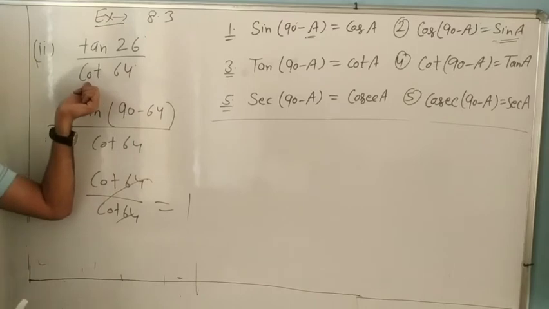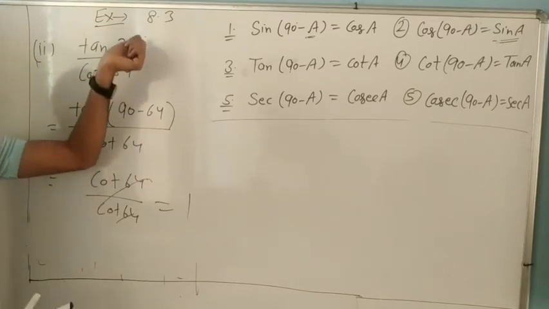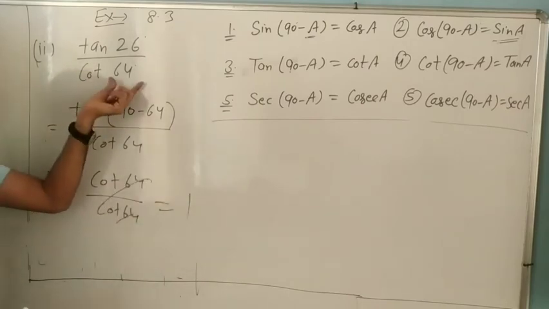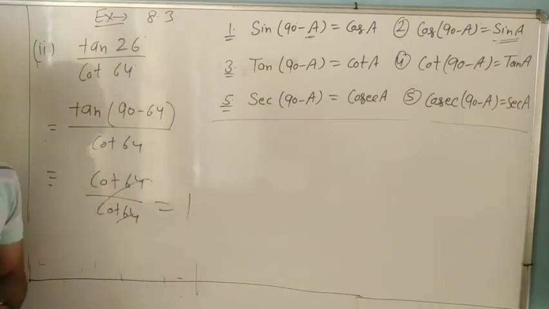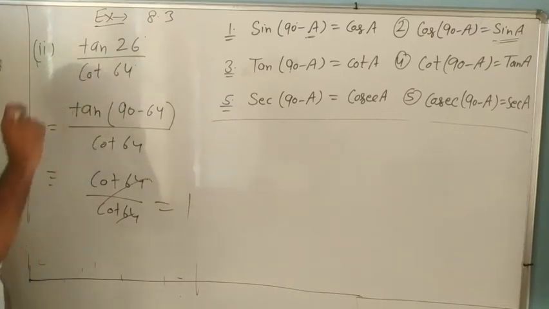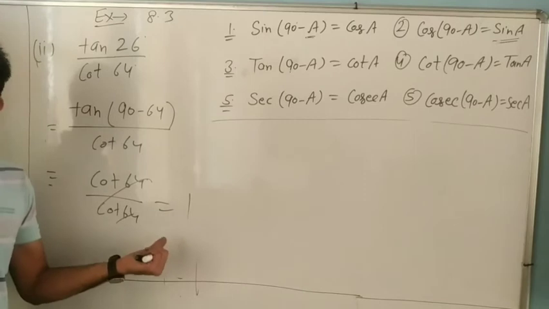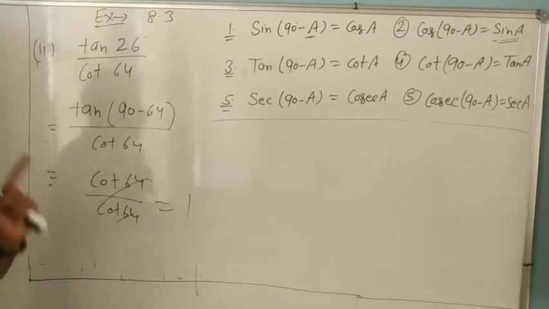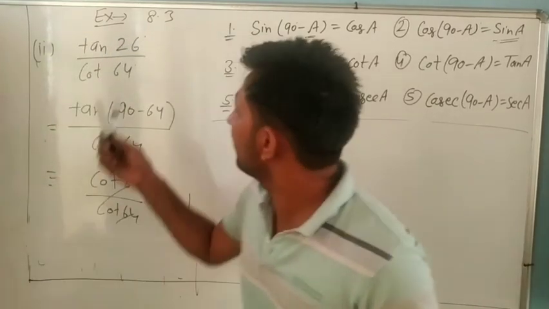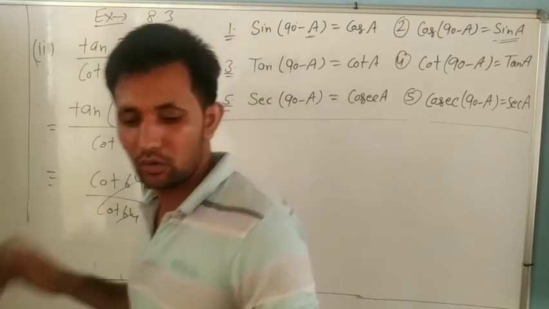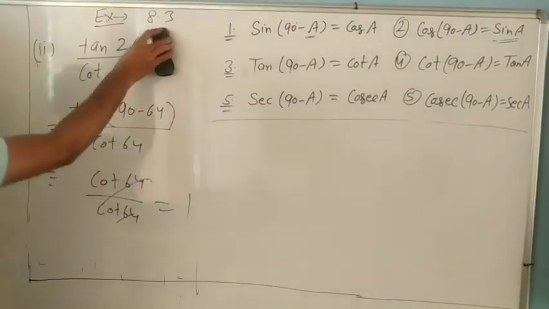Otherwise, you can change cot also. Cot 64, you write cot of 90 minus 26. Understand? Then it becomes tan 26, so tan 26 divided by tan 26 is 1. So always remember, whenever they are divided, the answer will come 1. Okay dear? Many times this question comes for 1 mark. Always we have to check it. If we are dividing and the sum is 90, the direct answer is 1. Okay dear? So note it down. You have to do this one yourself.